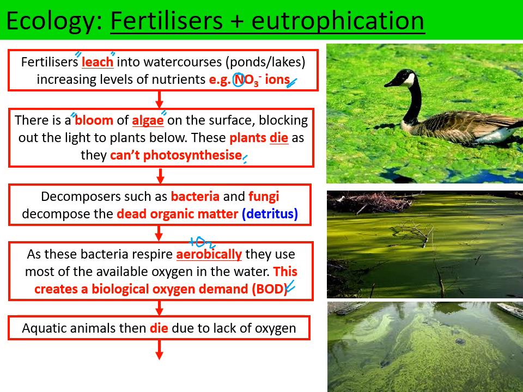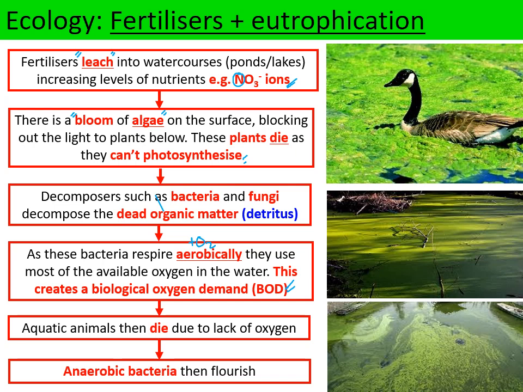Aquatic animals that would normally take in the oxygen from the water, maybe fish through their gills, then die off because of that lack of oxygen. And due to the lack of oxygen, any anaerobic bacteria can then start to flourish because they do not require oxygen for respiration. They respire anaerobically.